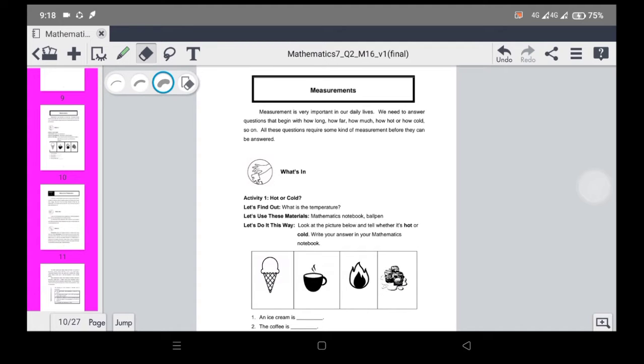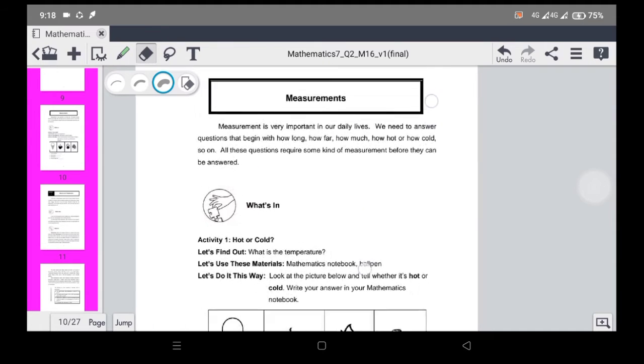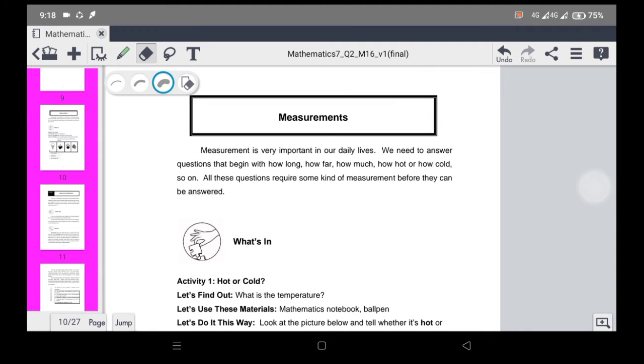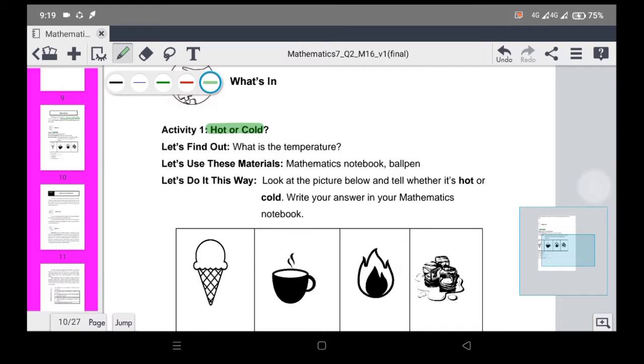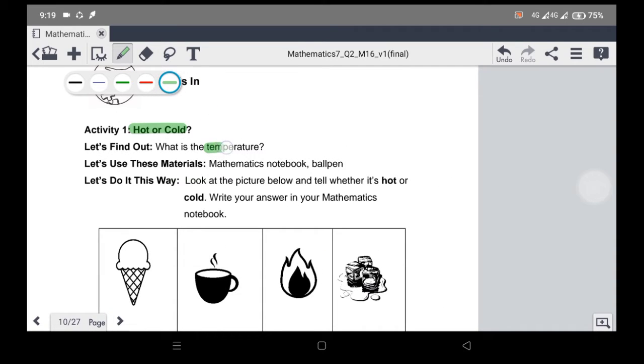This lesson is the continuation of our lesson from Module 15. Measurement is very important in our daily lives. We need to answer questions that begin with how long, how far, how much, how hot, or how cold, and so forth. All these questions require some kind of measurement before they can be answered. So this time, we will be dealing with how hot or how cold an object is. That would mean our lesson for today in this module is about temperature.